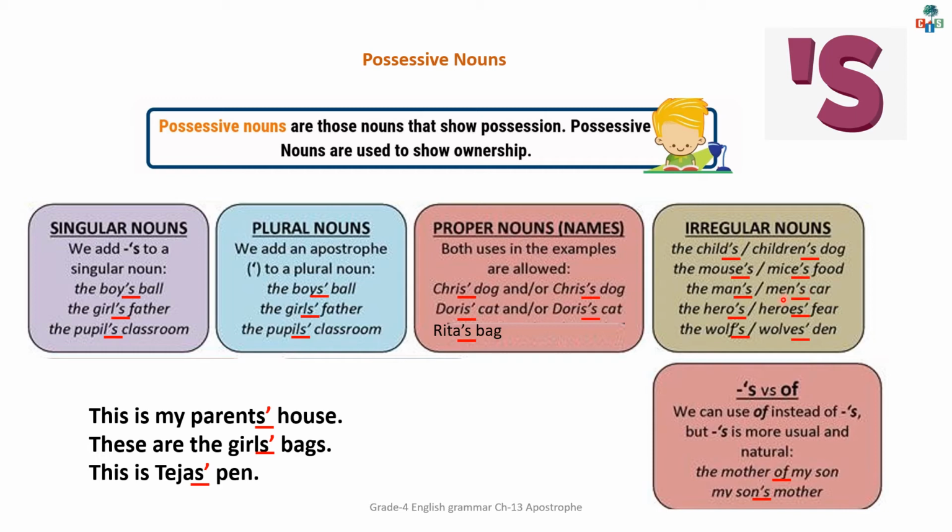And the noun is men, and you will insert an apostrophe mark followed by an S. The hero's fear. Now, hero means about one person we are talking, so at that time you will insert an apostrophe mark followed by an S. The hero's fear.